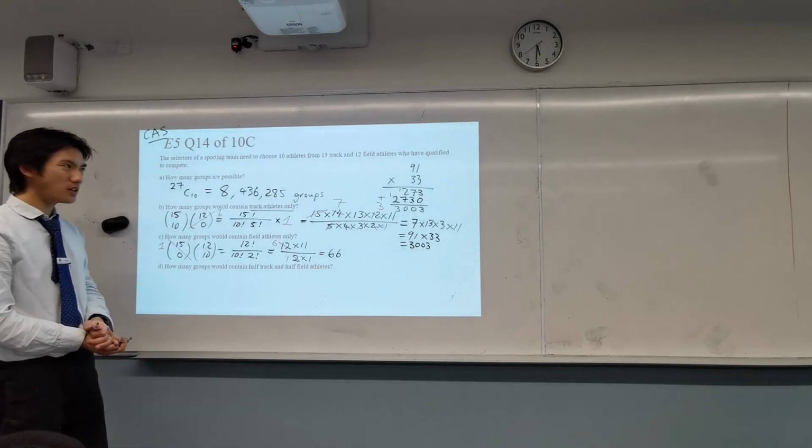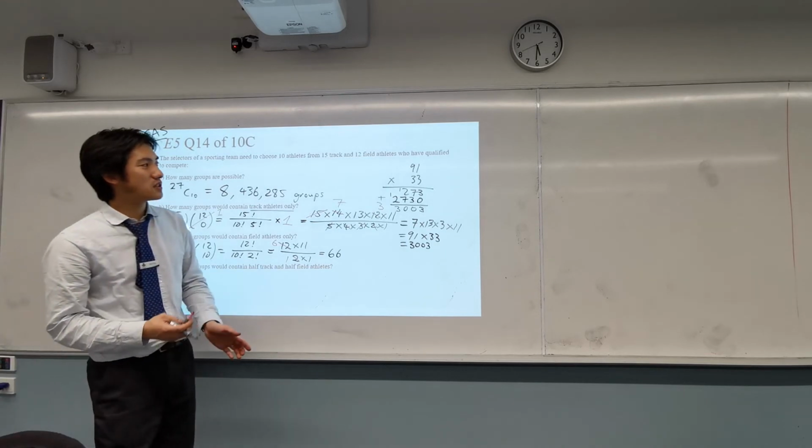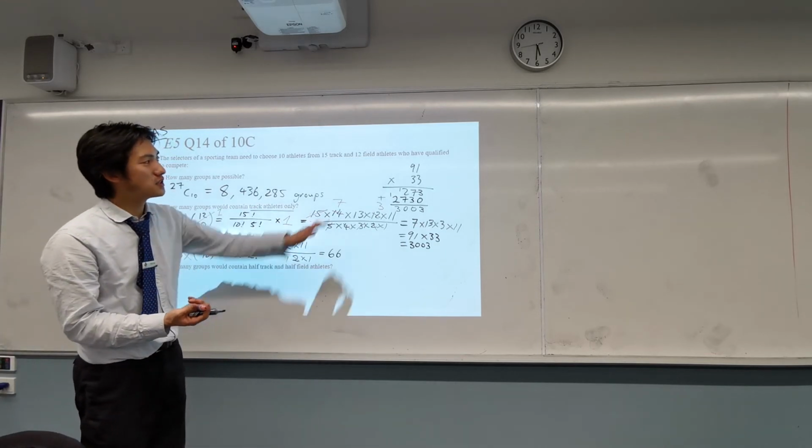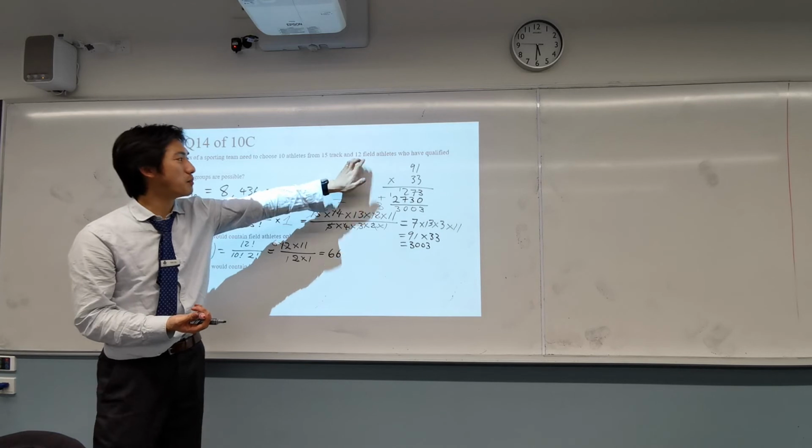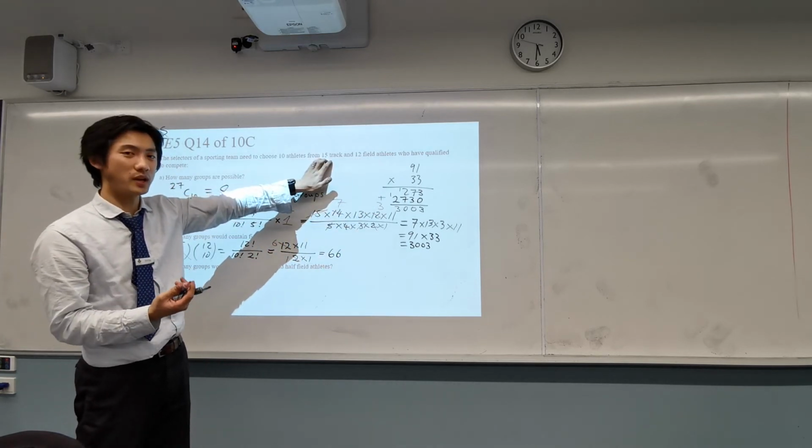If you think about it, it makes a bit of sense because there has to be less possible combinations if you're choosing from 12 people compared to if you're choosing from a larger group of people.